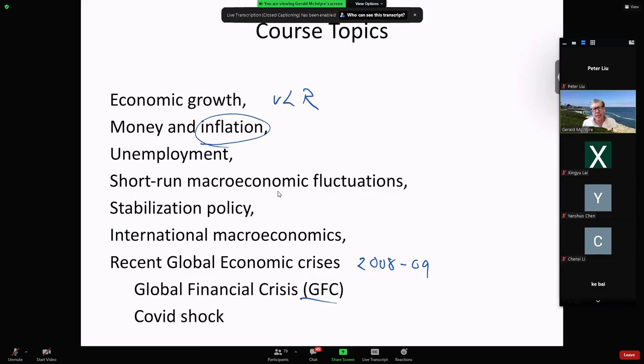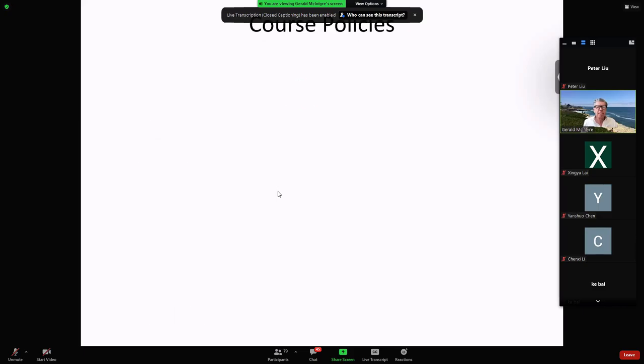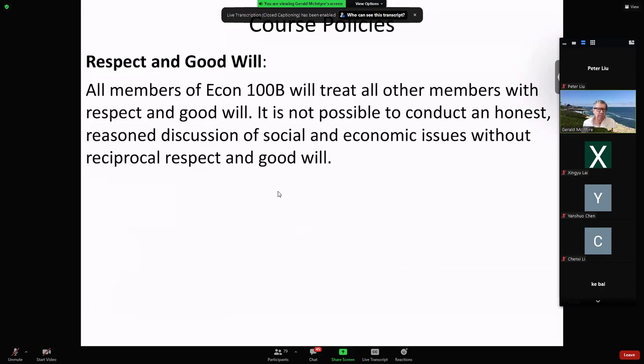And then we'll talk about that in this course as well. All right. Some course policies. Well, first, we cannot operate in this course without respecting goodwill. All members of Econ 100B must treat all other members with respect and goodwill. It's not possible to have an honest and reasoned discussion of social and economic issues without this reciprocity among us. You'll notice that I and our TAs will always treat you with respect, and we hope that you will treat us and all your classmates with respect and goodwill.